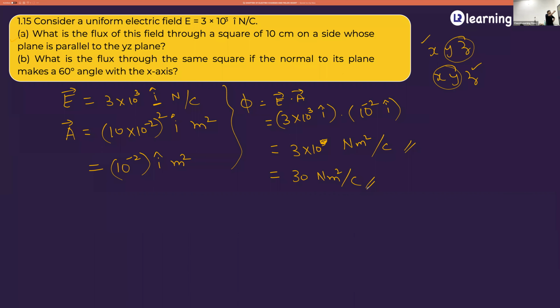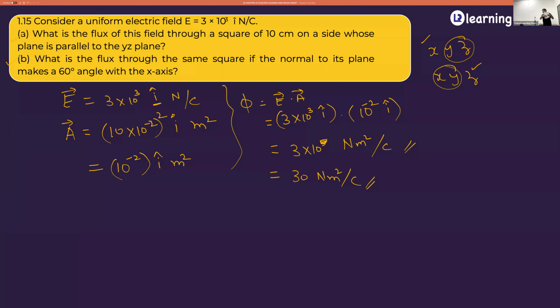Okay. Read the next part of the question. What they are saying is, you have the same square. What is the flux through the same square if its normal makes an angle 60 degree with the x-axis? See, suppose this is considered to be the normal of this square. So initially it was like this. Now this normal is making an angle 60 degrees.